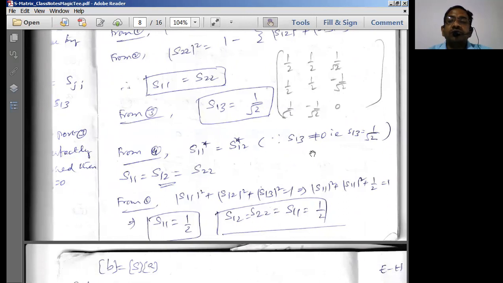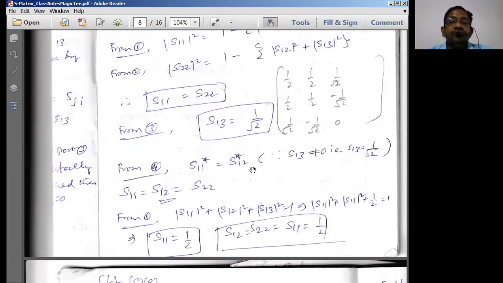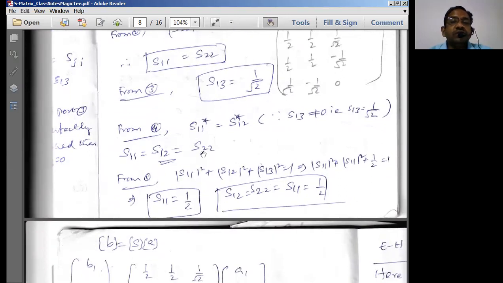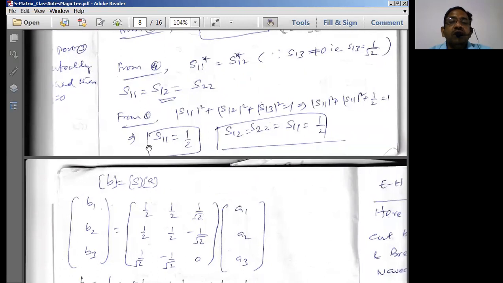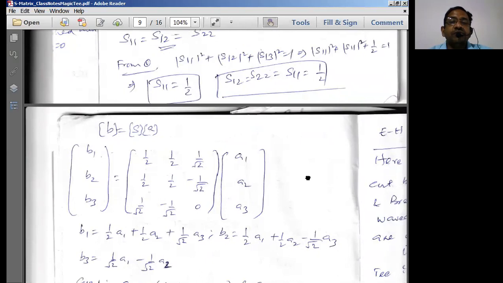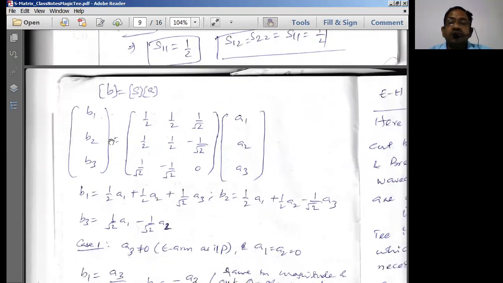S11 star is equal to S12 star. And since S13 is not equal to 0, what is S13? Input is applied at port 3, output we are going to get at port 1. It is definitely not equal to 0. So therefore S13 is equal to 1 by root 2. S11 is equal to S12 is equal to S22 from the previous symmetry property. Then by substituting all of them in equation 1, we proceed towards getting the various values of S11, S22. S11 is equal to 1 by 2. And by substituting all these S matrix parameters, we get this S matrix.